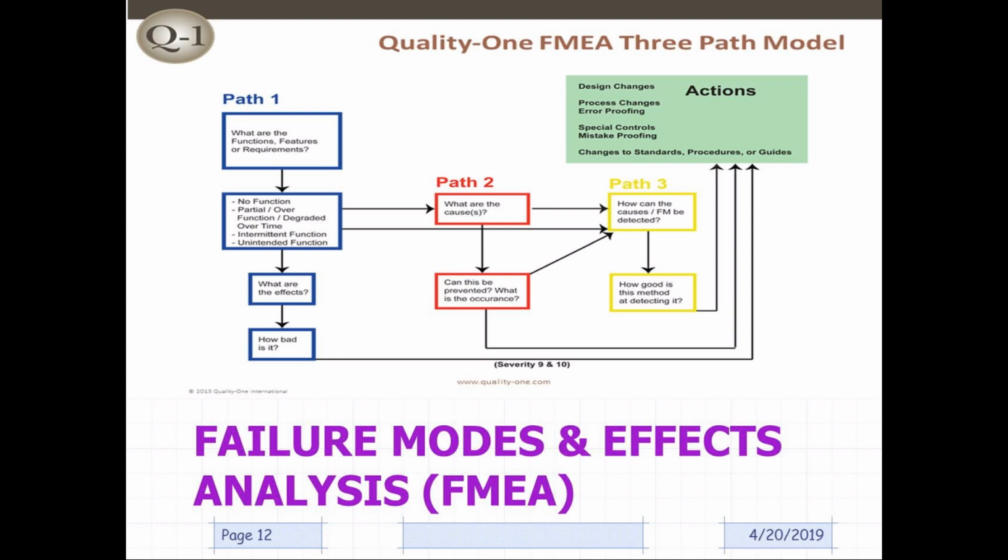Path 2 is, what are the causes? Can it be prevented? And then path 3 is, how can the cause be detected? And how good is this method at detecting it? And then what are the actions? Design changes, process changes, error proofing, special controls, or mistake proofing, and changes to standards, procedures, or guides.